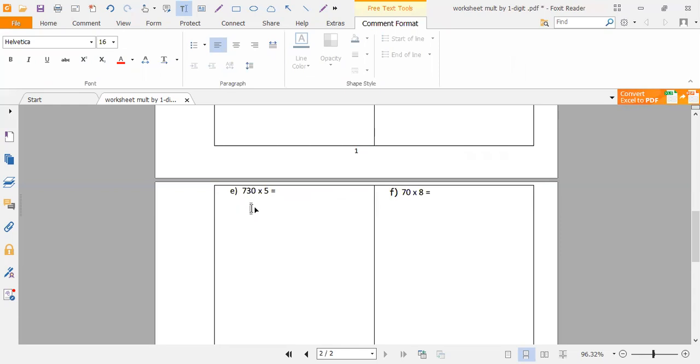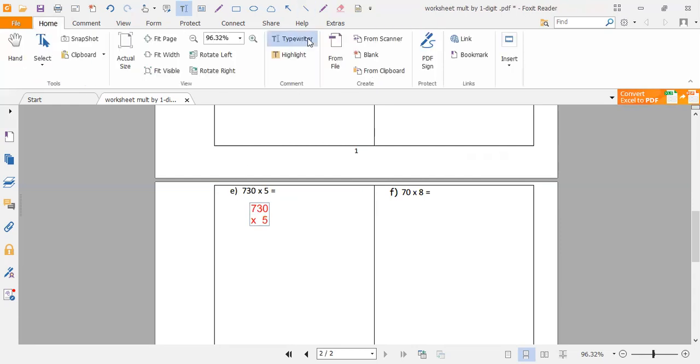Now 73 times 5. We set up the numbers and we start multiplying. 5 times 0 is equal to 0. Everything times 0 is equal to 0. 5 times 3, 15. We write 5 and we carry 1. 5 times 7, 35 plus 1, 36.